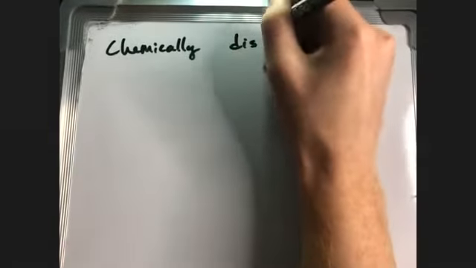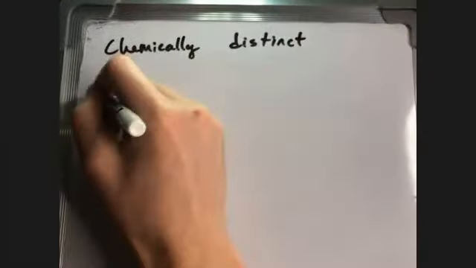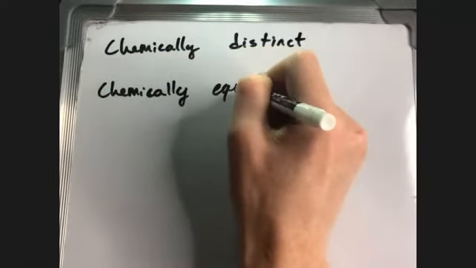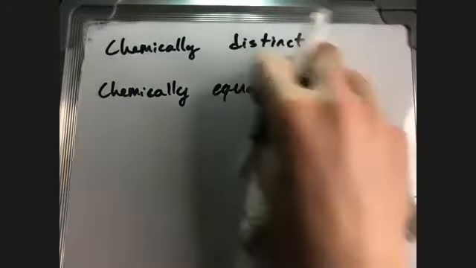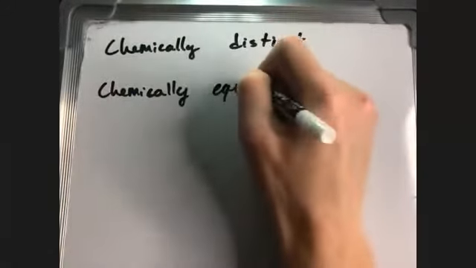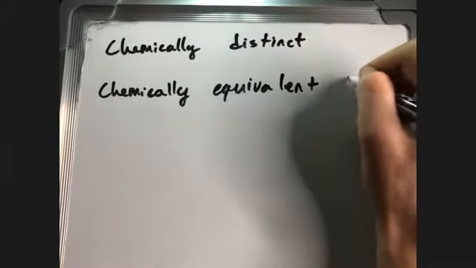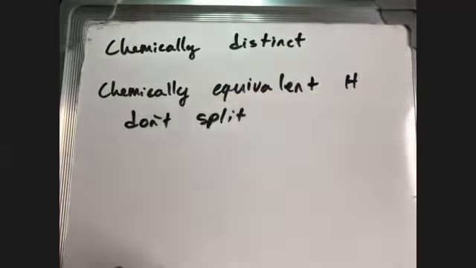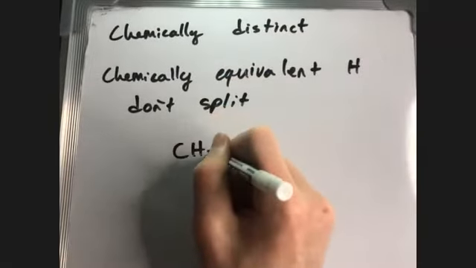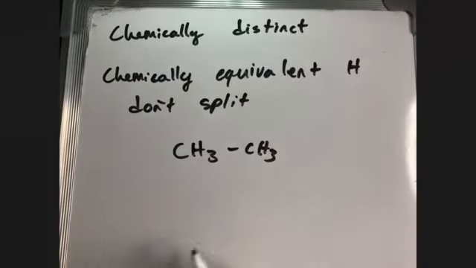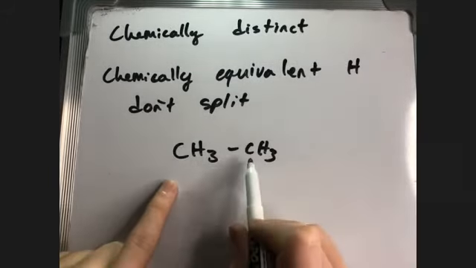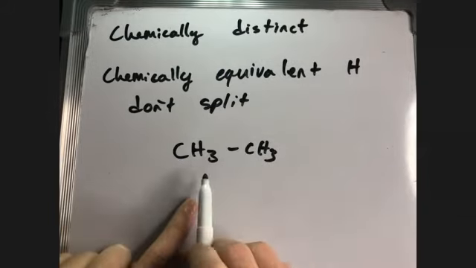Chemically distinct hydrogens. So first of all, chemically equivalent hydrogens don't split each other. So that's something like a CH3, CH3. These hydrogens don't split each other because they're equivalent. So they're equivalent because of the symmetry. So this carbon is bound to a carbon that's bound to 3 hydrogens. This carbon is bound to 3 hydrogens. So that's completely the same.